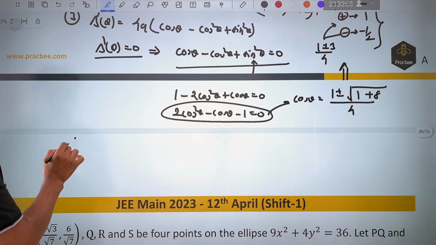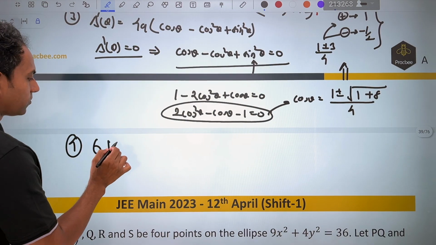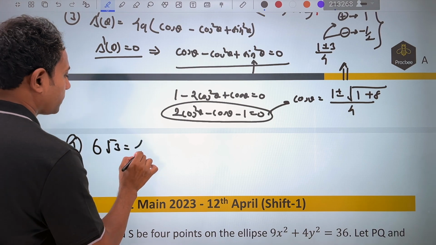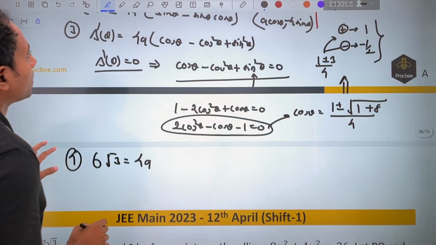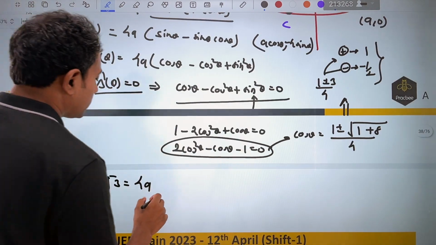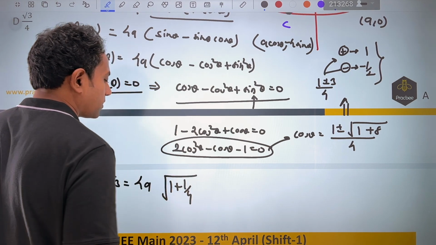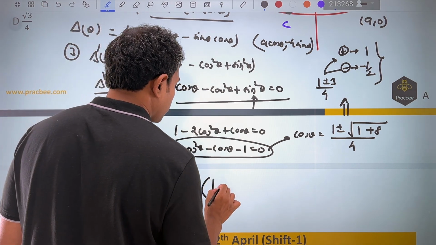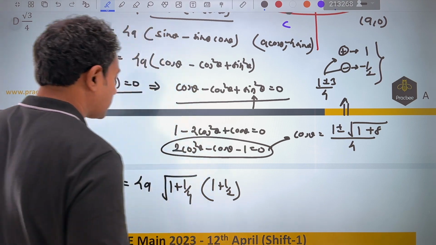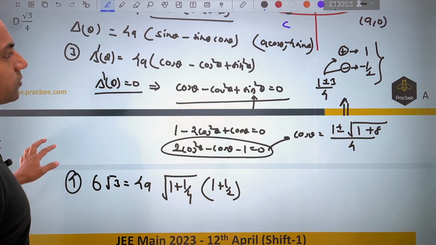In the fourth step, they have given the maximum value, that is 6 root 3. So what we had was 4a sin theta. So this sin theta will become root of 1 minus cos square theta. So this is what we are getting. And then this is 1 plus 1 by 2. You can see that by solving this, we will be able to get the value of a.